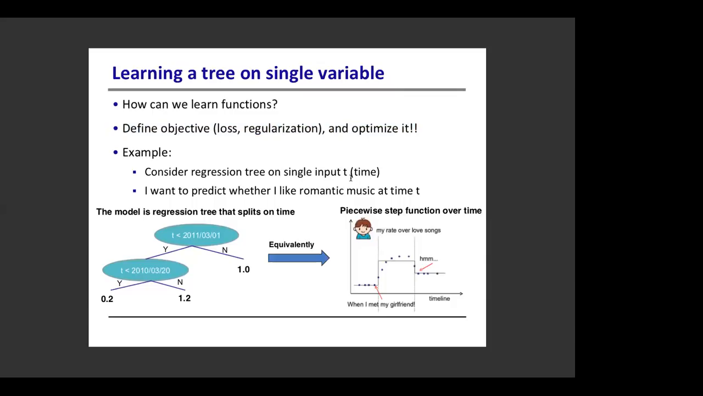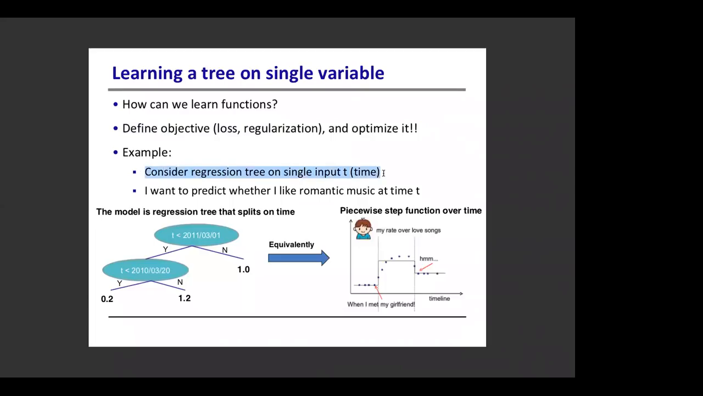Why am I going through it? Because it's a quick revision for you of the basic part of machine learning. So how can we learn functions? We define the objective, loss and regularization, and optimize it. It's as simple as that. So we define an objective, which is a combination of loss plus regularization, and we optimize the objective. We minimize the value by tweaking various weights.